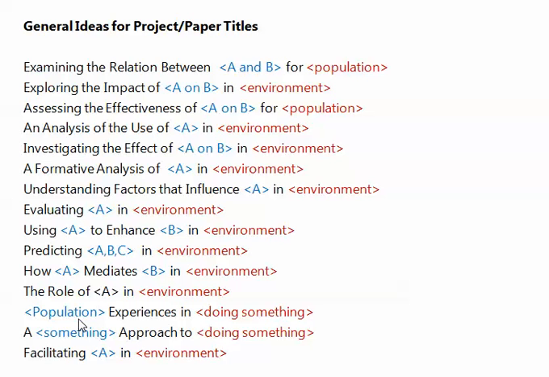Certain population, like secondary school students' experiences in doing something, or a something approach, depending if you have a specific approach to doing something, or facilitating A in a particular situation. So those are starters, and I'm sure with your research question, once you have that, it becomes a little easier just to switch it to an actual title by using one of these beginning phrases for the paper.